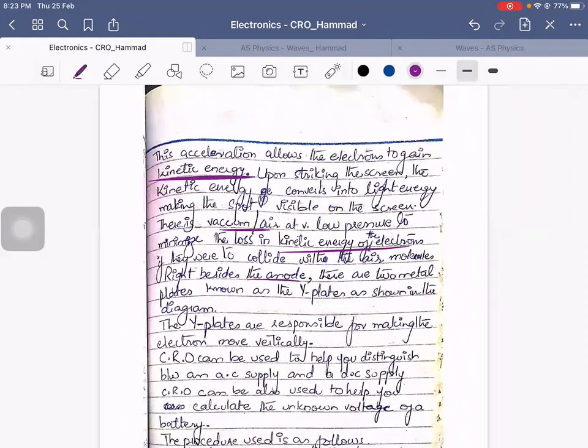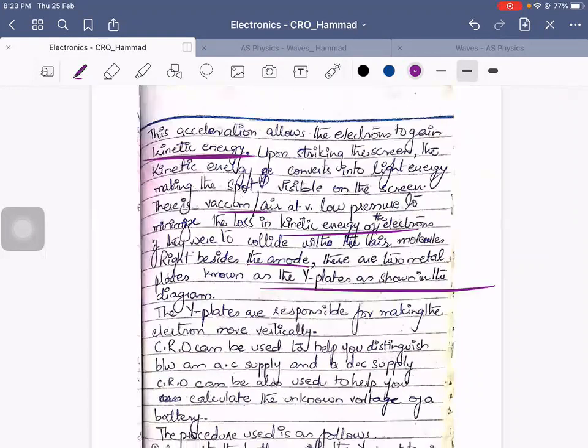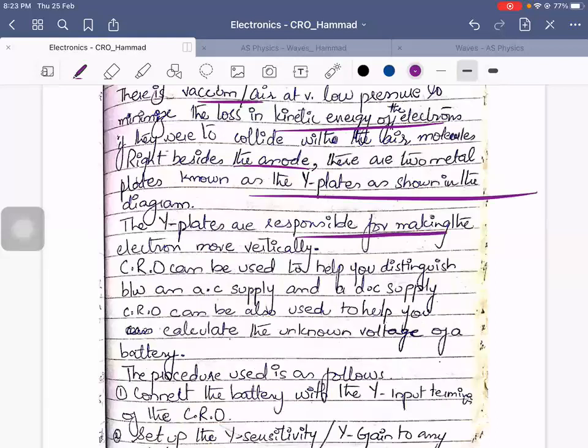Right beside the anode, there are two metal plates known as the Y plates. The Y plates are responsible for making the electrons move vertically. CRO can be used to help you distinguish between an AC supply and a DC supply, and the CRO can also be used to help calculate unknown voltages of batteries.